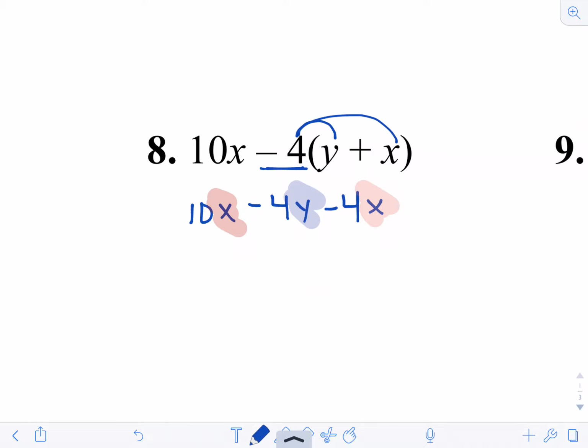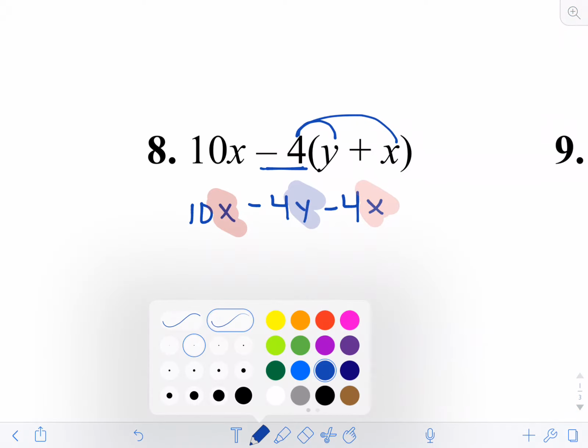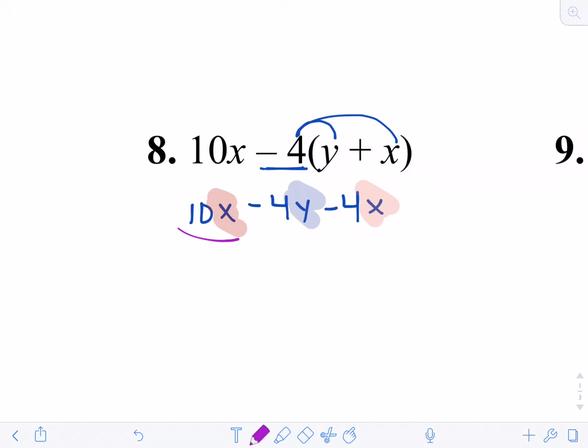Okay, so what I'm going to do is I can combine my x's. So I have 10 x's right here, and I am taking away 4 x's. So 10 minus 4 is 6. Don't forget the x. And then I have this lovely 4y, negative 4y, excuse me, all by itself. So I'm just going to bring that on down, minus 4y.